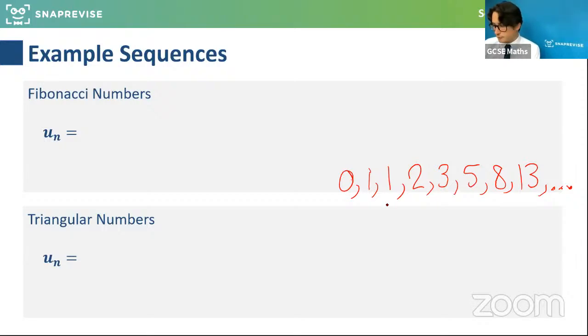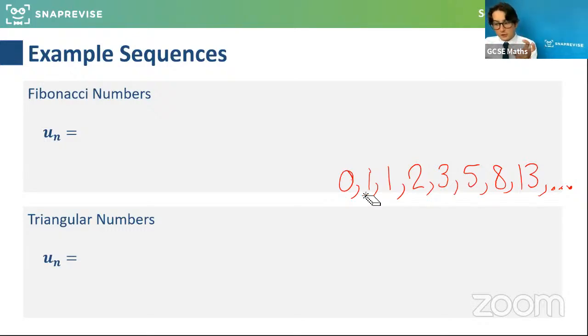Basically, the rule to get from term to term is to add the two previous. So if I do 1 plus 1, I get 2. If I do 1 plus 2, I get 3. If I do 2 plus 3, I get 5. And so on. Brilliant. Well done for the suggestions there and the comments. You add the two previous terms.